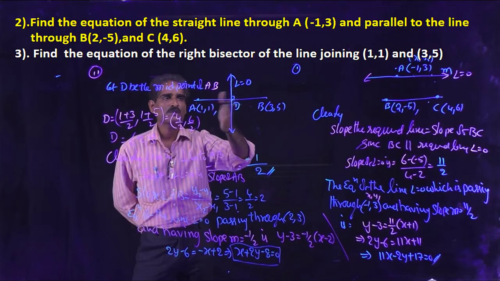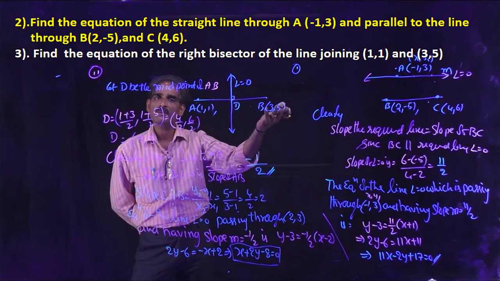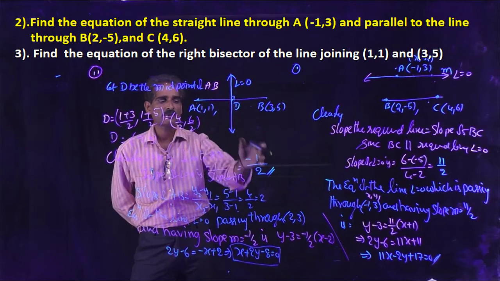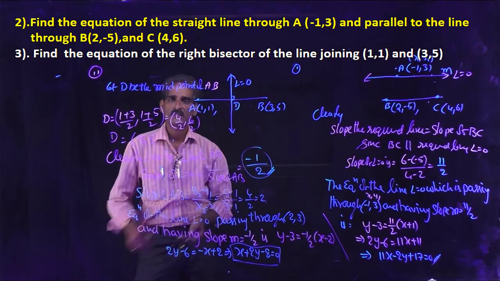This is passing through the midpoint of AB. So these are the coordinates of the midpoint of AB. It is perpendicular to AB. Slope of this line equals minus 1 by the slope of AB. Slope of AB is 2. This is the required line slope.